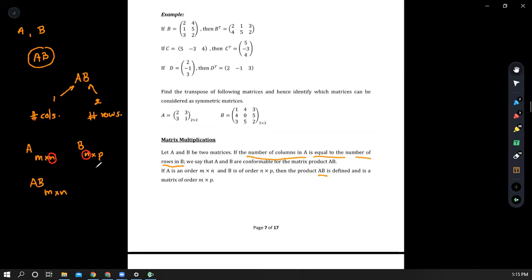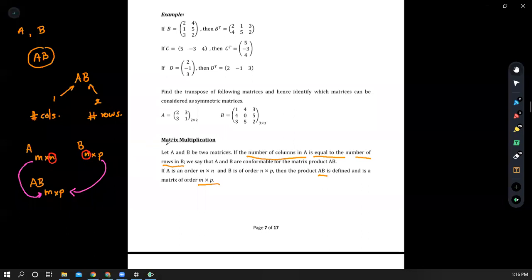and hence we will get the dimension of the matrix product AB as m by p. If the matrices are conformable for matrix multiplication, the number of rows of the resultant matrix comes from the first matrix, and the number of columns of the resultant matrix comes from the second matrix. This is the pattern we can see. The number of rows comes from the first matrix, and the number of columns comes from the second matrix, so the order is m by p. Therefore, this is how we can take the matrix multiplication.